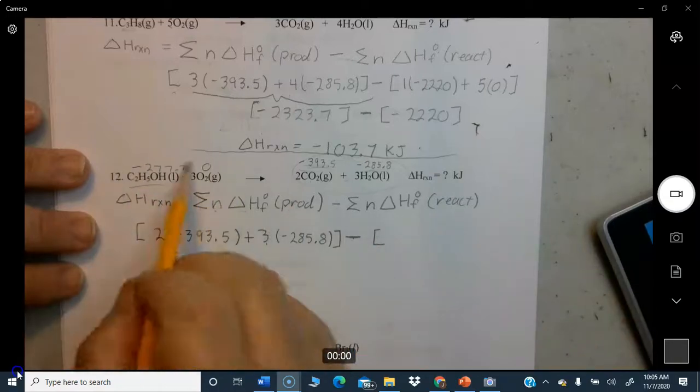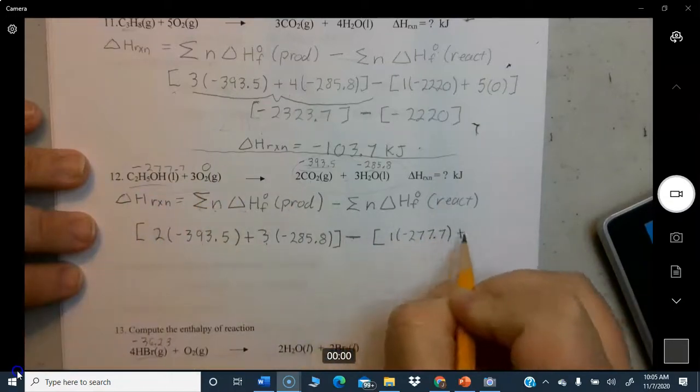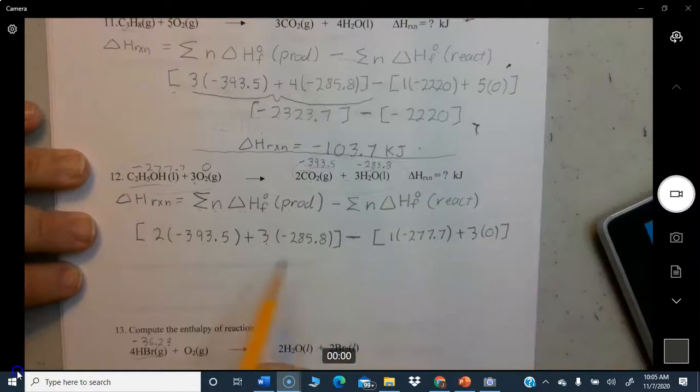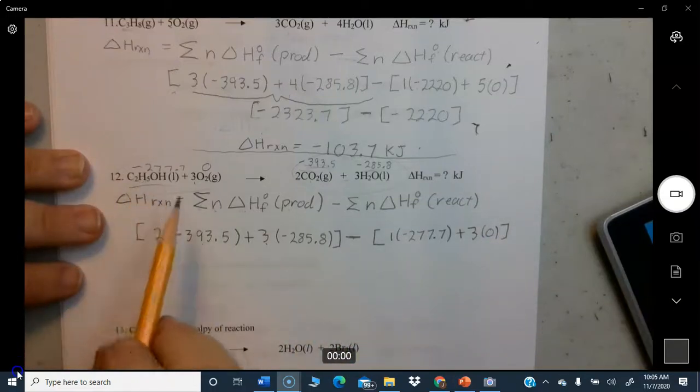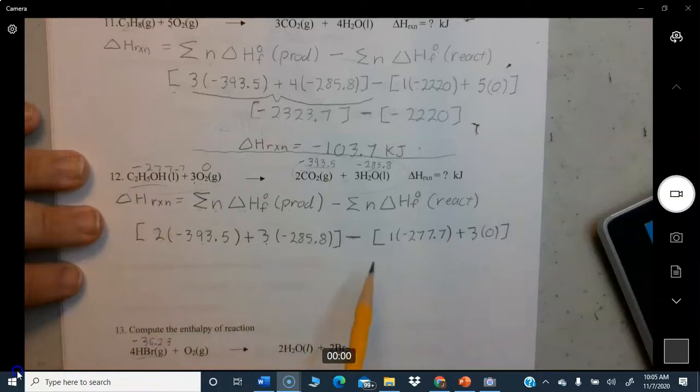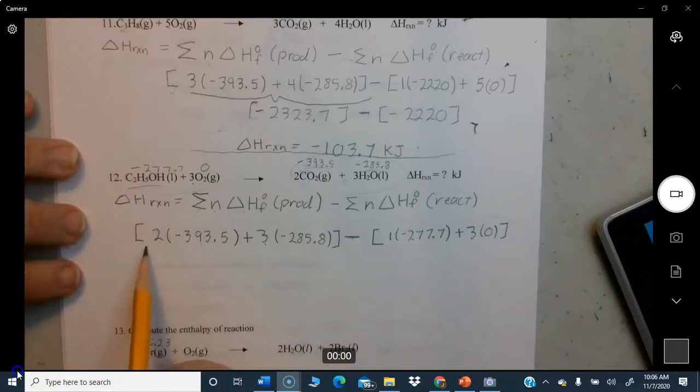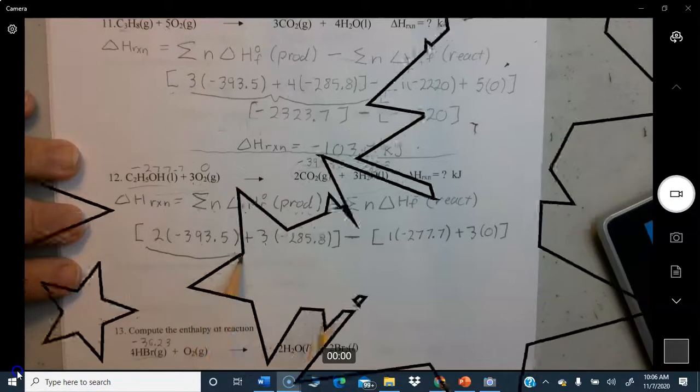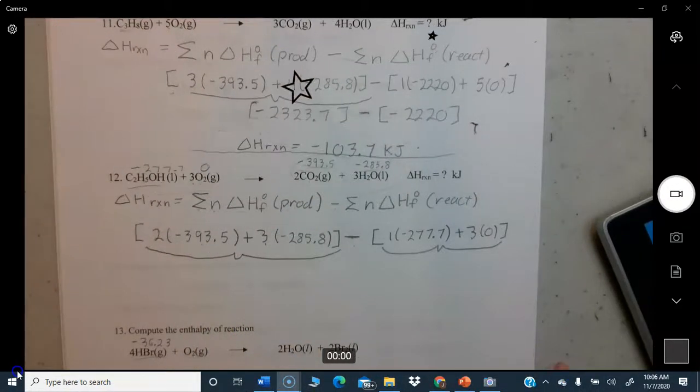And you come over here. Okay, enthalpy of formation for this compound and enthalpy of formation for O2 is 0. Alright, so now it's just arithmetic. Go ahead and do that. I first do these, then I do this, and then you're going to subtract those.